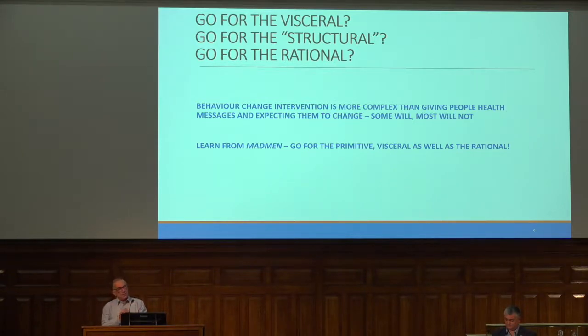So that would seem to suggest three questions. In trying to change people's behaviour, should you go for the visceral, the early evolved responses, the early behaviours, the blood, the lust, all that disgust? Or should you go for the structural, the structures within which people do their prescribing, or do whatever it is, whether it's trying to protect their animals, or whether it's trying to prescribe particular kinds of medications? Or should you go for the rational messages?